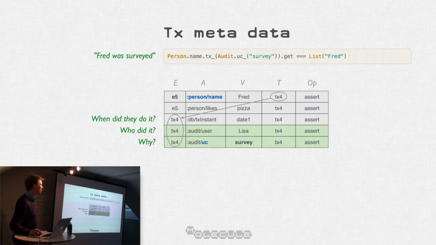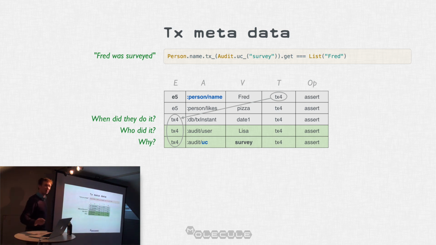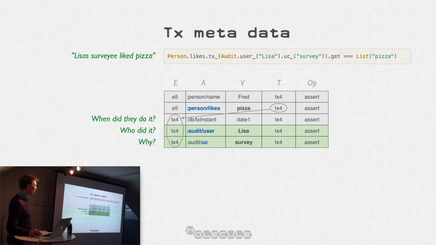Or you could ask more general questions like, who was surveyed? So you could ask for all the person names that are included in a transaction where the use case survey was involved. Right? You see the potential of this? Or Lisa's souvenirs like pizza. So you can also add expressions to the transaction data. So, or values that are bigger than that, or stuff like that. So it's as flexible as normal domain data.